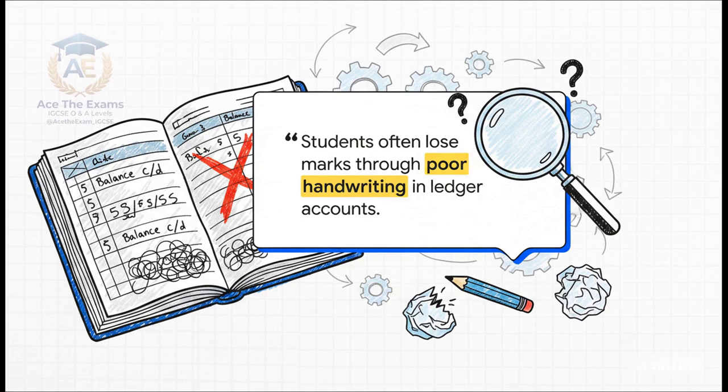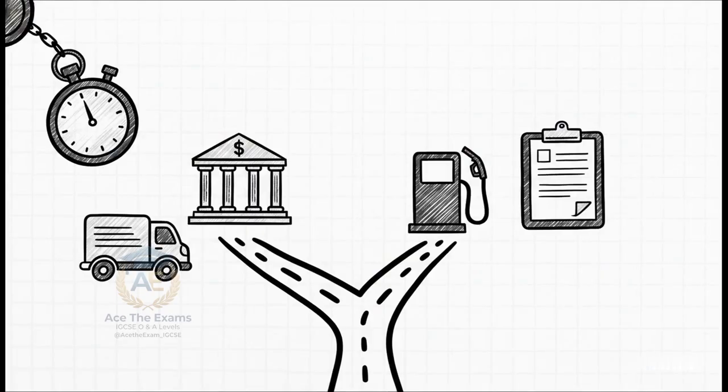Guys, it is an absolute tragedy to master complex double entry accounting only to lose the grade because your 5 looks exactly like an S or your balance c/d is functionally illegible. I'm telling you, if I cannot confidently read your ledger entries, I cannot award you the marks, period. Let's quickly run through our definitive exam checklist.